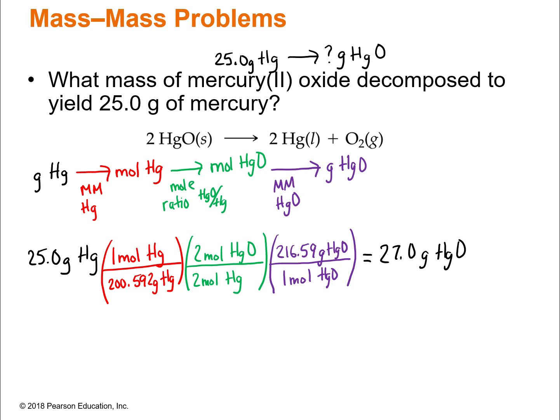Yeah, I knew you forgot something in there, Patrick. So that's what you should have for your equation, and you should get 27 grams of mercury 2 oxide.